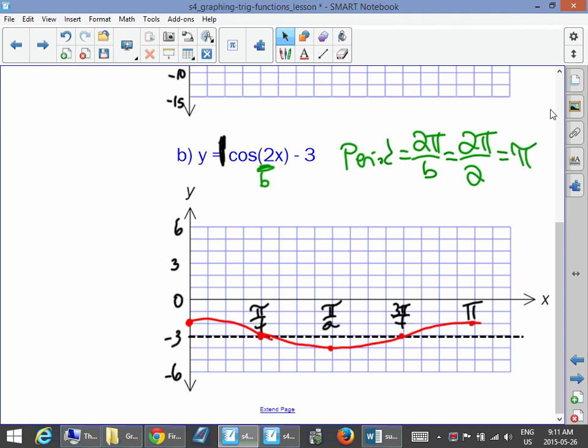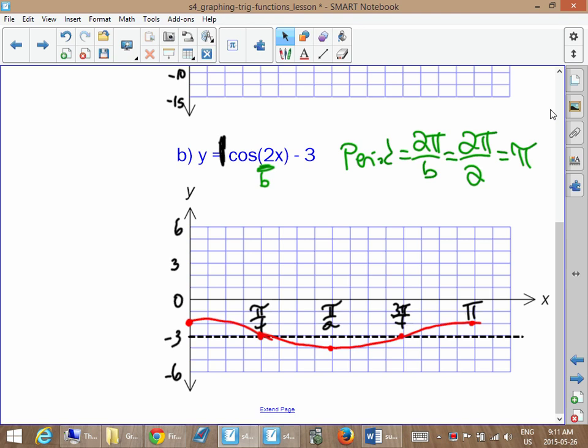So again, we located that axis first. Then we used the b value to make our period, which was just pi. And then we located the quarter point. 1/4 of pi is pi over 4. We located the half point. Half of pi is pi over 2. We located the 3/4 point. 3/4 of pi is 3 pi over 4. Okay? Now it's very easy to find out what 1/4, 1/2, and 3/4 of 1 pi is.